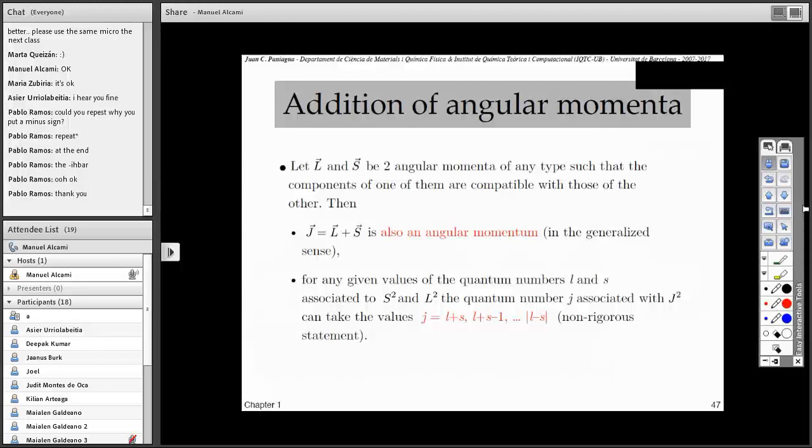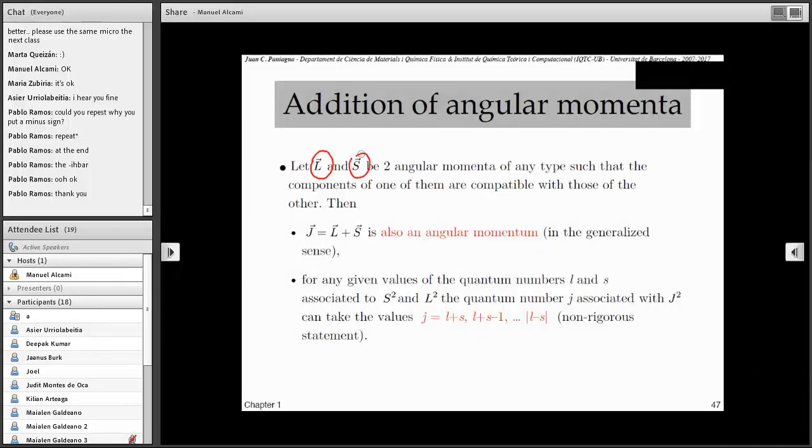Just also to recall properties of angular momenta that you have probably already seen. When we have the addition of two or more angular momenta, for instance, it could be an orbital and the spin angular momentum of a particle, but it could also be two orbital angular momenta of different particles, or two types of angular momenta of a molecule, for instance, rotational and electronic, any type of angular momenta.